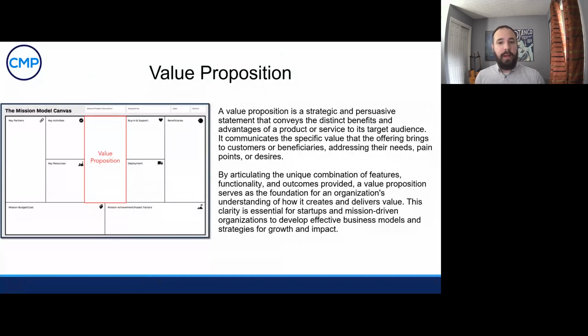By articulating the unique combination of features, functionality, and outcomes provided, a value proposition serves as a foundation for an organization's understanding of how it creates and delivers value. This clarity is essential for startups and mission-driven organizations that develop effective business models and strategies for growth and impact.